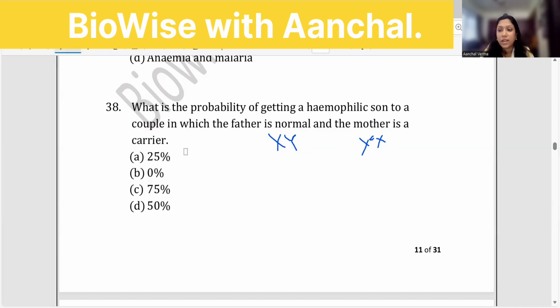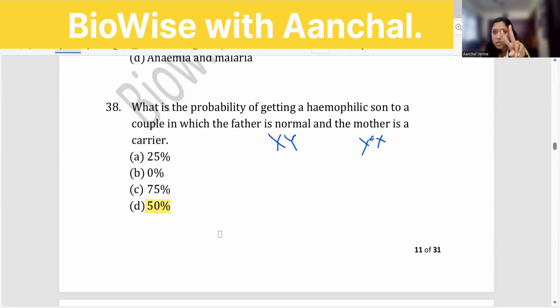It is asking about a hemophilic son. So out of 2 sons, this couple is going to have 1 son who is affected. So 50% of the sons will be affected. If they had asked what is the probability of getting a hemophilic child or offspring, then you would have to consider all 4 children. But it has mentioned son, so you have to talk only about sons. So out of 2 sons, 1 son is affected, 1 upon 2, that is 50%.